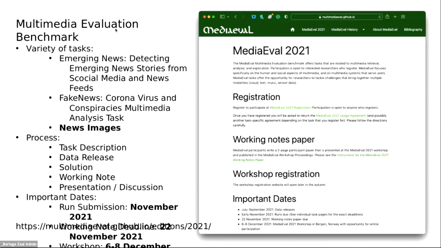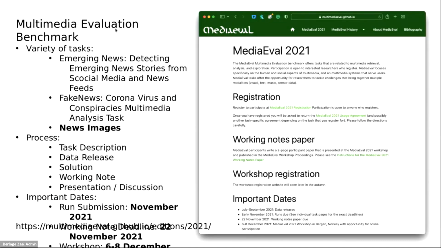Before I come to the details of the task, I would like to give you a short sketch of what MediaEval actually involves for the participants. Essentially at the beginning, we release a task description. This usually happens in the springtime or late spring. Then we release a data set. This has already happened this year.